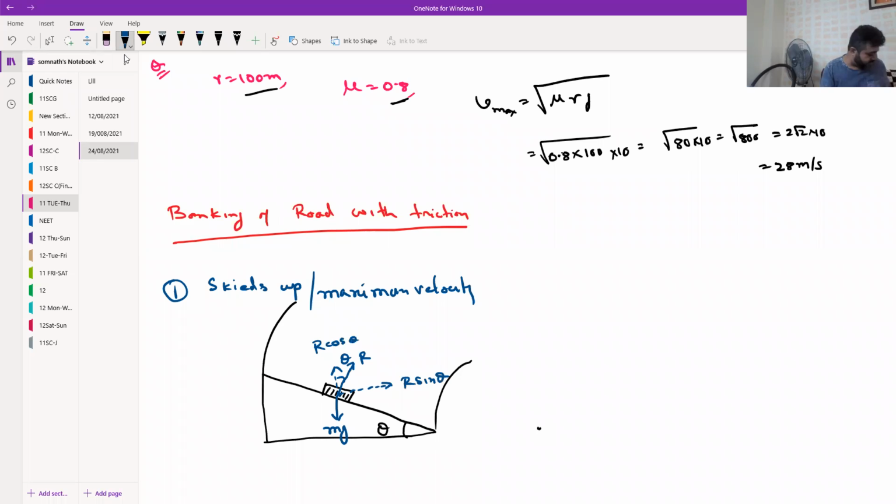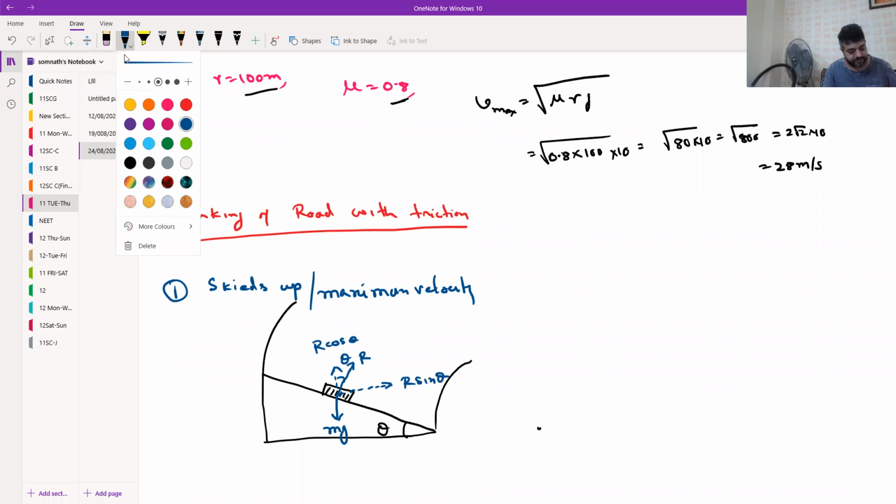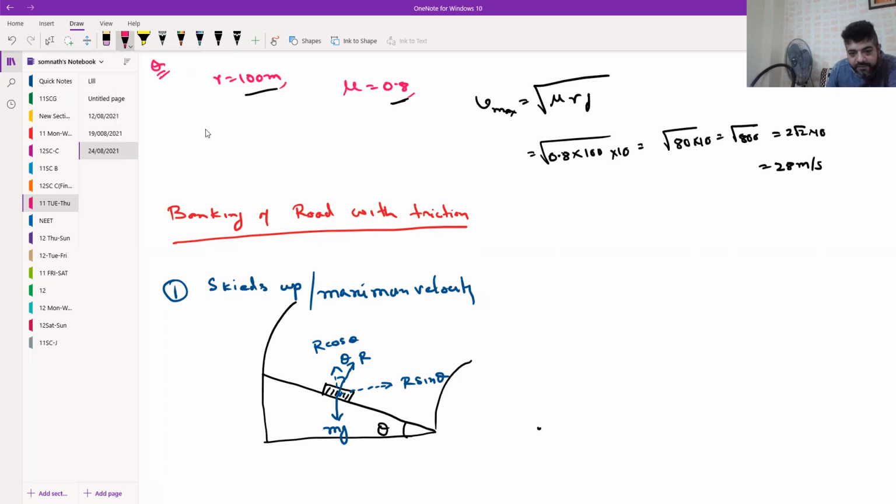Now see what happened. The frictional force is acting downward, as its tendency is moving upward. So this angle is theta. So this one is mu R cos theta. This one is mu R sin theta.